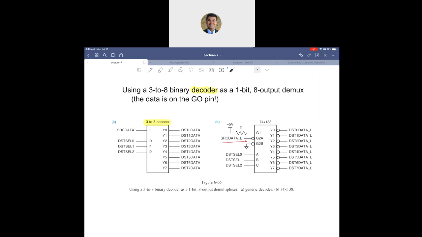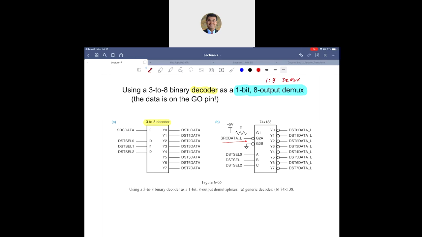And the claim is that I can use a 3 to 8 decoder as a 1-bit 8 output demux. So I'm going to try to use this as a 1 to 8 demux, where each line is only 1 bit. So let us see how this goes.